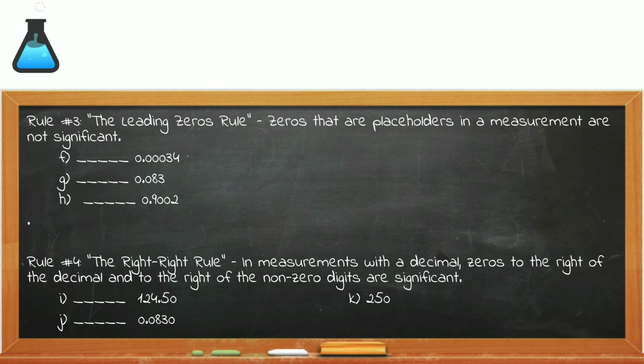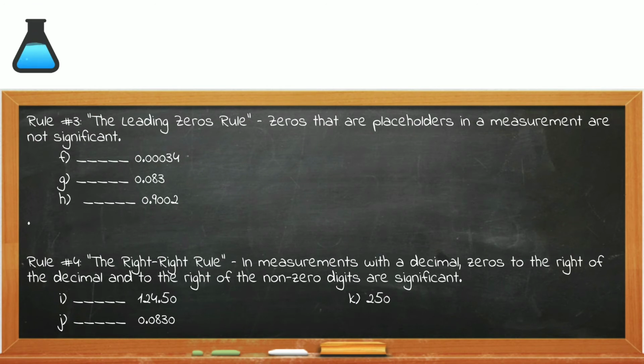And the final significant digit rule, called the right rule, says that trailing zeros, or zeros at the end of the number, are only significant if there is a decimal point in the number. So when we look at example I, we see there's a decimal point, so that 0 is significant, as is every non-zero digit, so that has 5 significant digits.